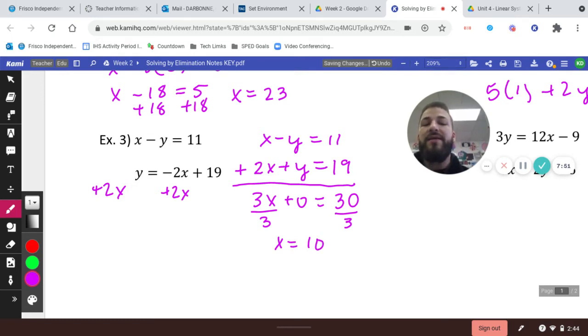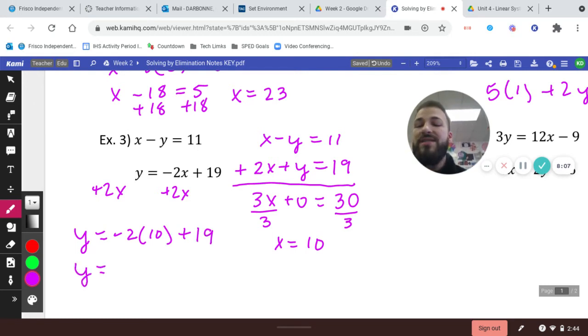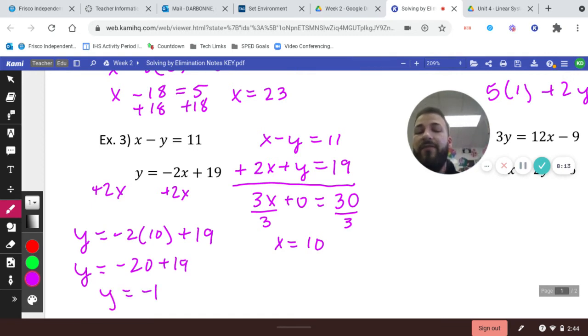Now I can plug this x back into my solved equations or one of my original equations, which I already have one of them that solve for y, so I can plug it in there. So y is equal to negative 2, parentheses 10, plus 19. So y is equal to negative 20 plus 19. So y is equal to negative 1. X is 10, y is equal to negative 1. Final answer, 10 comma negative 1.